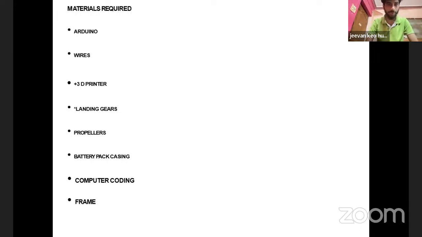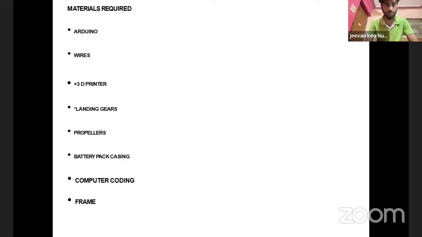My topic is about the materials required for drones. These are some of the equipment to build a drone: wires, Arduino, 3D printers, landing gears, propellers, battery pack casing, computer coding, and frame. These are some very important materials required for a drone. Next.